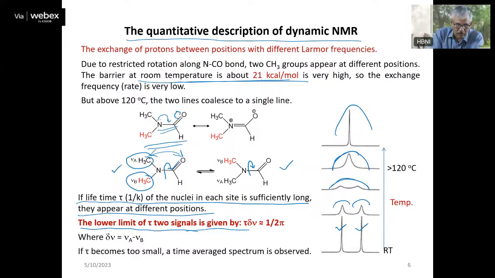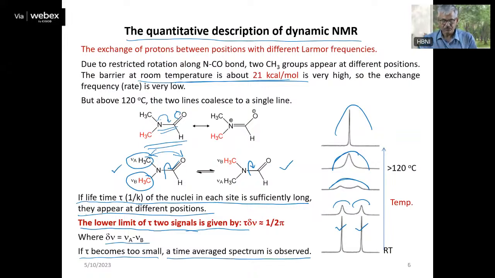Okay, and delta nu, I have told you already, is the chemical shift difference. That's why if tau becomes too small, a time-averaged spectrum is observed, and that is the thing we have seen so far. We have seen a time-averaged spectrum because the lifetime of a particular conformation is very short in most of the NMR spectra we have discussed.